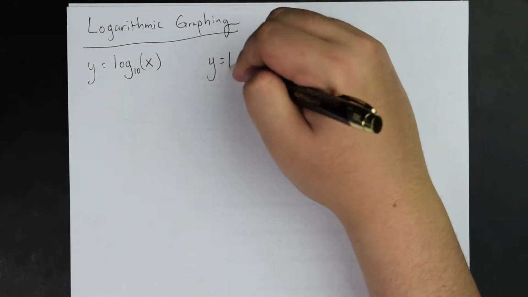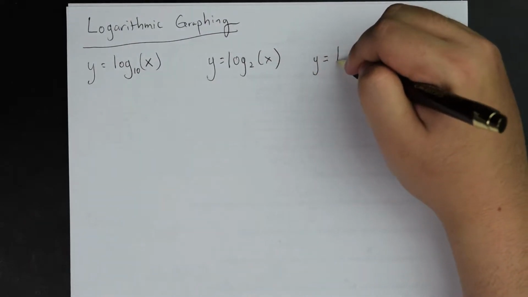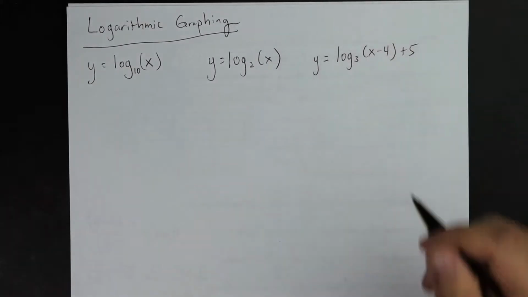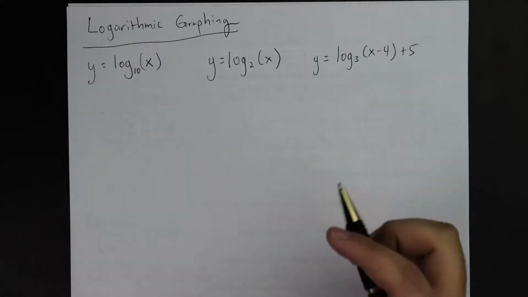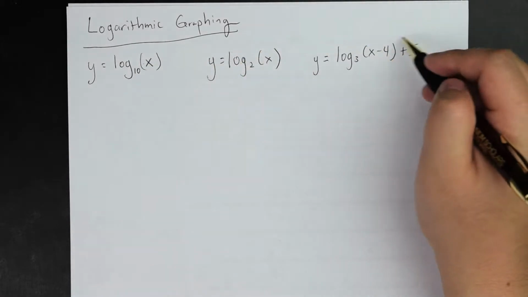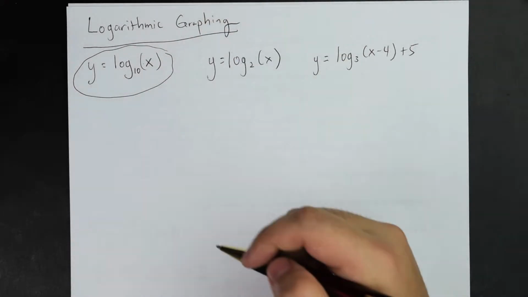A lot of times you might see them as log base 2 of x. You might see equations that look like log base 3 of x minus 4, plus 5. They'll look like different formats like this. But today I am specifically looking at these types of equations that do not have any of these extra things going on. So for example, this type of question is what I'll be focusing on.